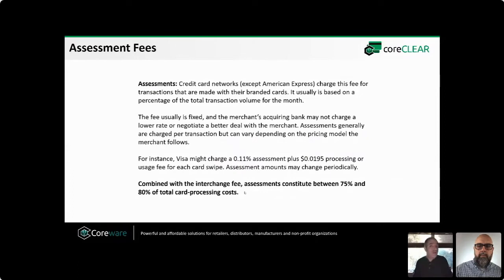So that's the bulk of the cost. And guess what? Nobody can negotiate that. So if someone's coming in and saying, well, we can do a 1.2% card present transaction, red flag, red flag, red flag. Right? Don't just believe.